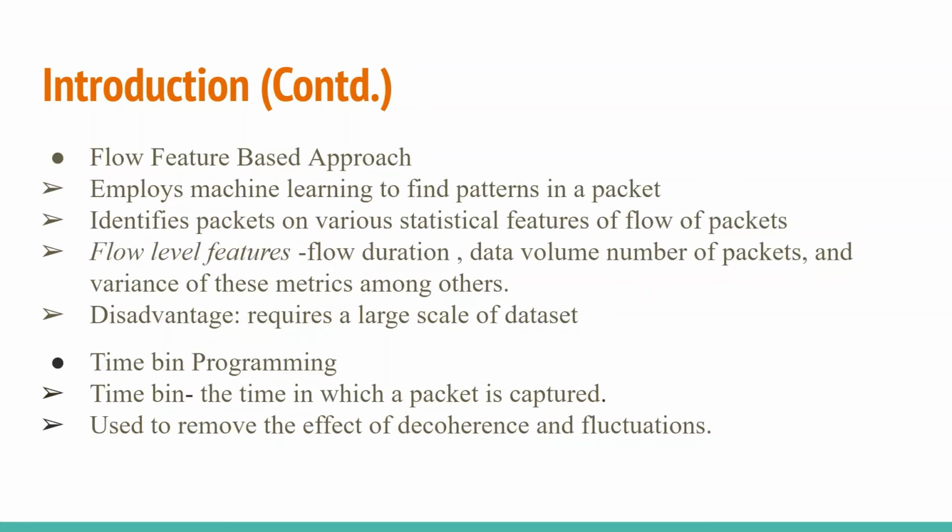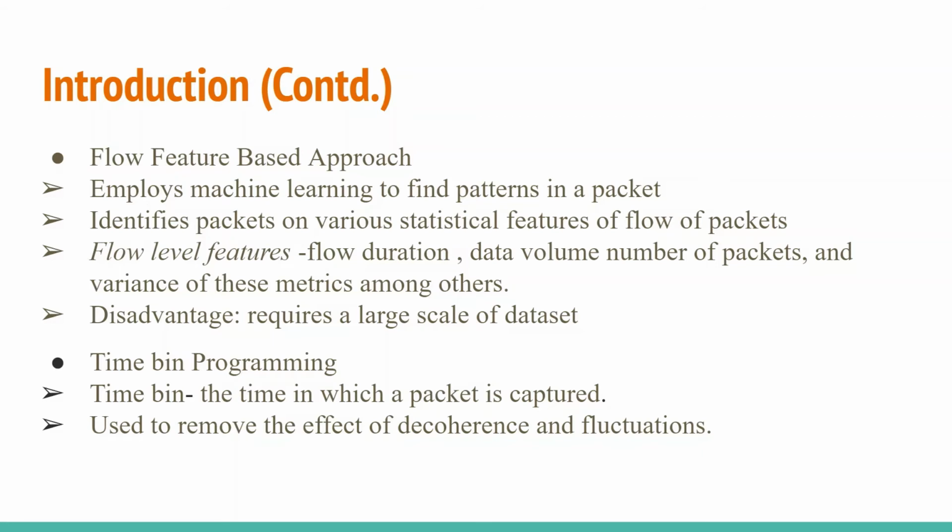The last approach we used is flow feature based approach. It employs machine learning to find patterns in a packet. Now these methods include naive Bayes, K nearest neighbor, logistic regression, clustering algorithms, and support vector machine. It identifies packets on various statistical features of flow packets. Now these flow level features include flow duration, data volume, number of packets, and variance of these metrics among others. Its disadvantage is that it requires a large scale dataset.